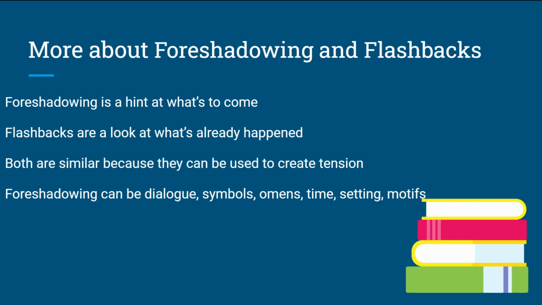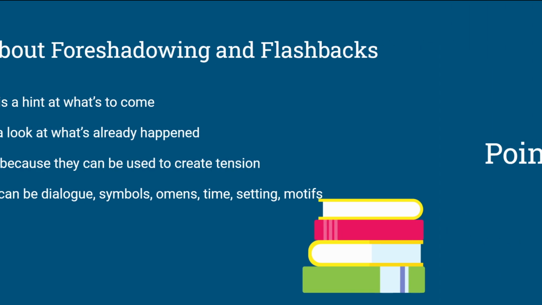Foreshadowing is a hint at what's to come. Flashbacks are a look at what's already happened. Both are similar because they can be used to create tension. Foreshadowing can be dialogue, symbols, omen, time, setting, motifs.